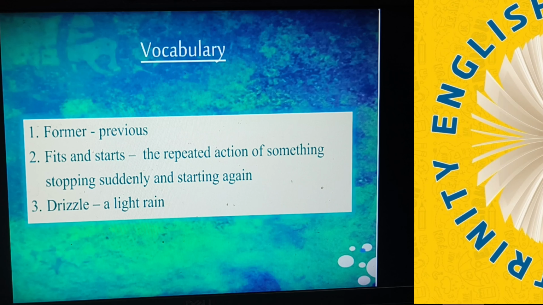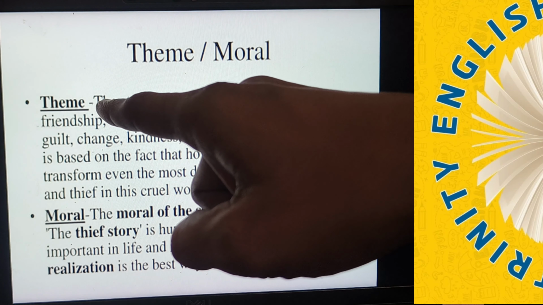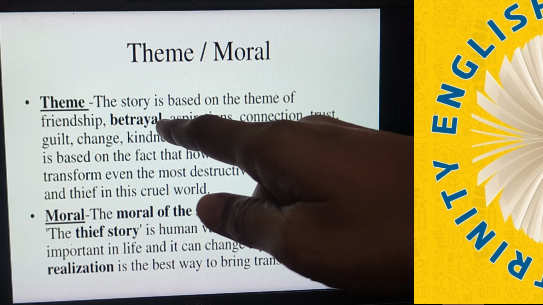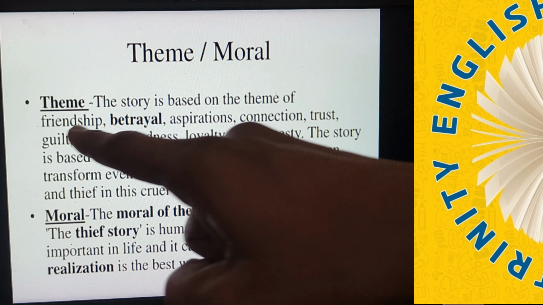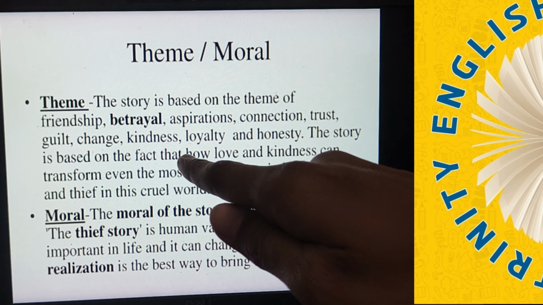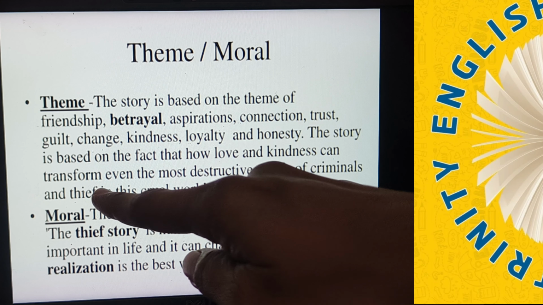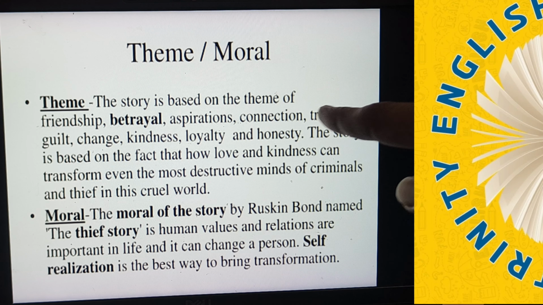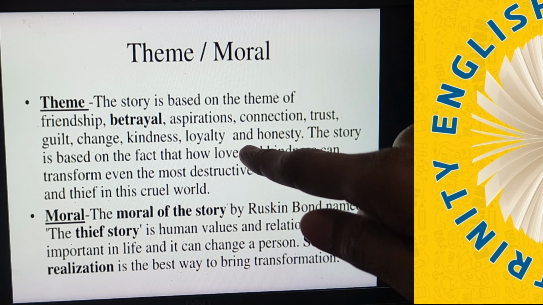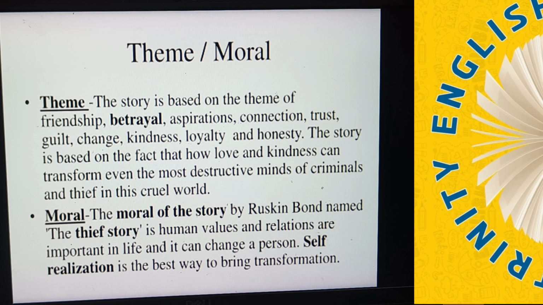And if you look at the vocabulary: farmer, fits and starts, drizzle. These are the words for vocabulary. Now coming to the theme and the moral, the story is based on the themes of friendship, betrayal, aspirations, connection, trust, guilt, change, kindness, loyalty, and honesty. The story shows how love and kindness can transform even the most destructive minds of criminals and thieves in this cruel world. So these are the two qualities we can focus on: love and kindness. Love begets everything. All the other qualities are simply involved in this word called love, a genuine love.